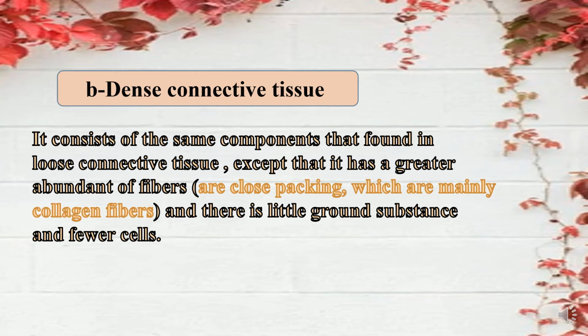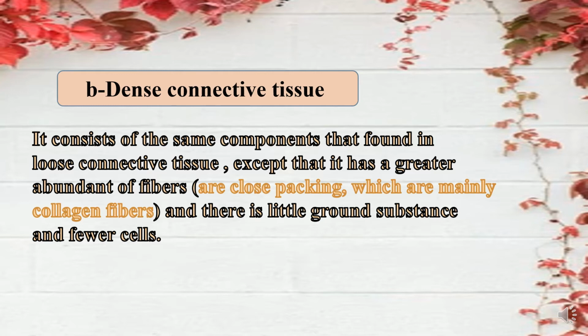بالنسبة لمجموعة dense connective tissue, this consists the same component that found in loose connective tissue, except that it has greater abundance of fibers and there is little amount of ground substance and fewer cells. بعكس اللي لاحظناه بالloose connective tissue اللي كان abundant or large amount of ground substance, less number of cells, less number of fibers. These fibers that found in this tissue are close packing اللي تكون متراصة, which are mainly collagen fibers.